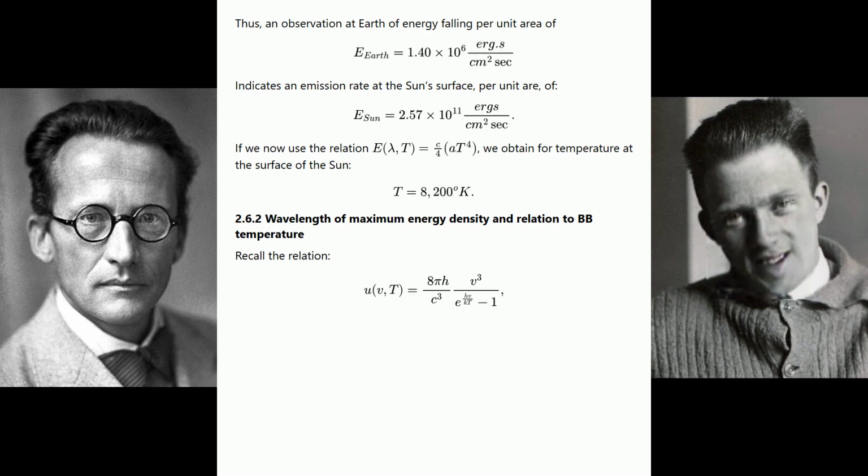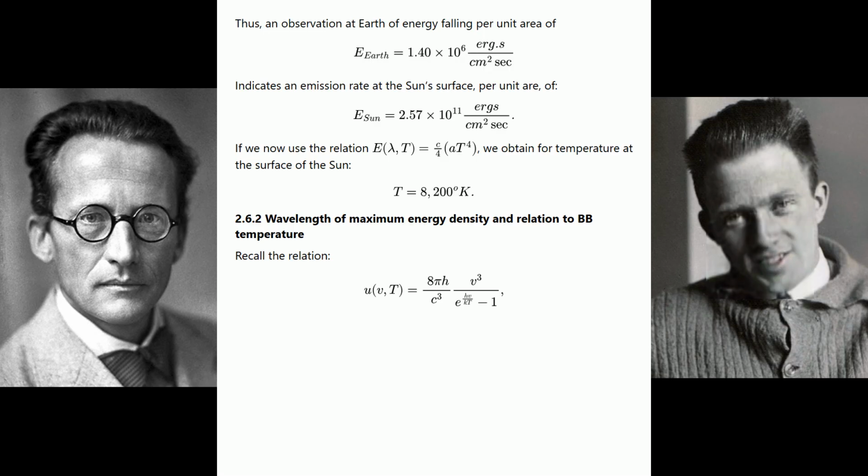Thus, an observation at Earth of energy falling per unit area of, see the equation, indicates an emission rate at the Sun's surface, per unit area, of, see the next equation. If we now use the relation E(λ, T) equals c over 4 times a T to the 4th power, we obtain the temperature at the surface of the Sun. See the equation.